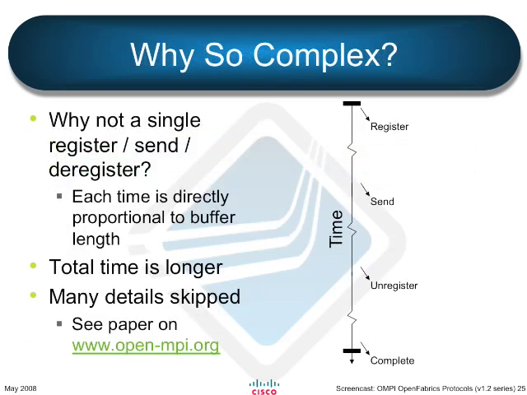Now, the obvious question is, why on earth are we doing something so complex? Why don't we just register the whole darn buffer, do a single RDMA write, and then a single unregister and be done with the whole darn thing? Well, the answer is that the time taken to register and unregister the buffer is directly proportional to the length of the buffer. So if you register one whole long buffer and then send it, you can't start sending until the entire buffer has been registered. So our pipeline protocol just registers a little bit and then allows us to send immediately.